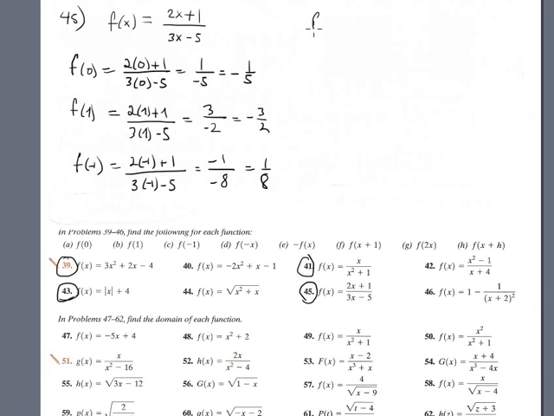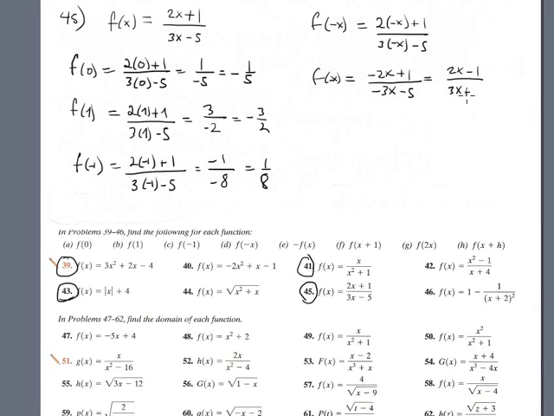Okay, now f evaluated at negative x is 2 times negative x plus 1 over 3 times negative x minus 5. So basically f of negative x is equal to minus 2x plus 1 over minus 3x minus 5. That is one possibility to express the answer. Another possibility is to multiply by negative 1 top and bottom. Then you have 2x minus 1 over 3x plus 5.